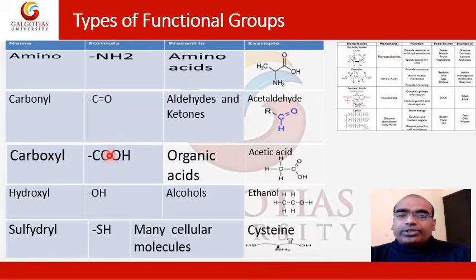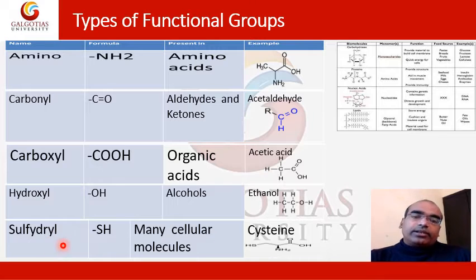Carboxyl COOH group, present in organic acids. Here you can see COOH. One O is attached to this carbon and one OH hydroxyl group is attached to this carbon. So this collectively is called the carboxyl group. Then the hydroxyl OH is the alcoholic group. Here you can see OH, so this is called the alcoholic group.